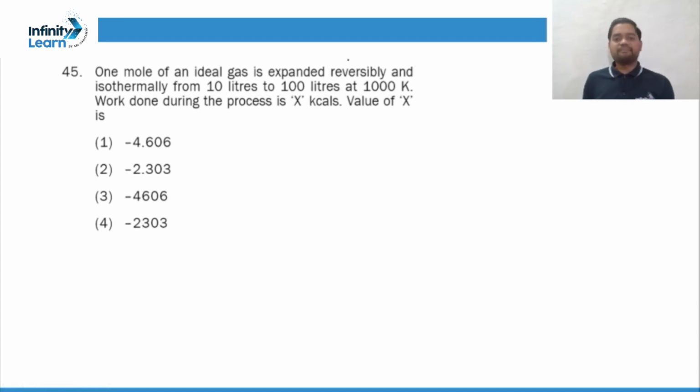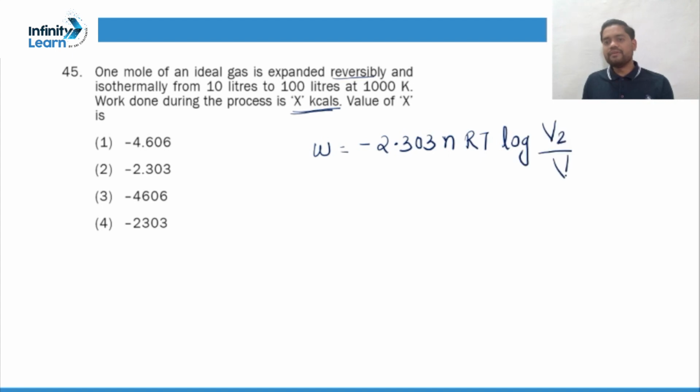1 mole of an ideal gas is expanded reversibly and isothermally from 10 liters to 100 liters at 1000 Kelvin. Work done during the process is x cal. The value of x is, okay, so work done is equal to minus 2.303 nRT log of V2 by V1. Okay, so minus 2.303, 1 mole of gas is 1. In calories, R is 2 calorie.